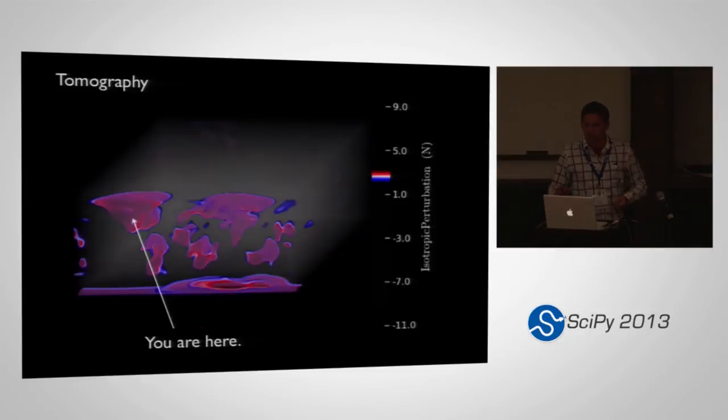Another example was a tomography data set. So this is a rendering of basically depth into the board direction, and you kind of see the continents there. And so you can start looking at perturbations in the Earth's density and start visualizing that sort of thing.